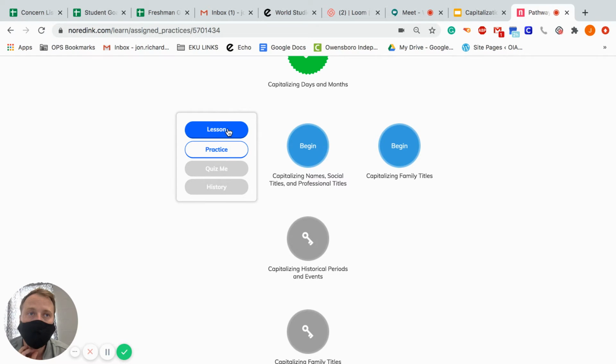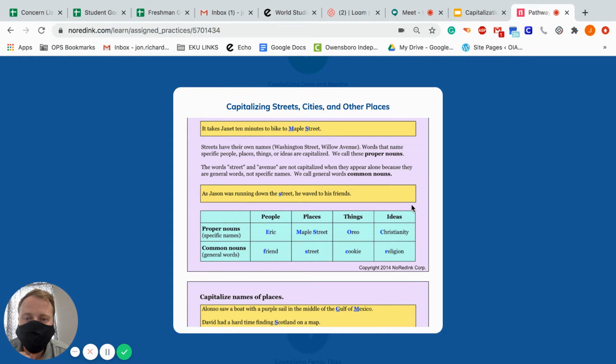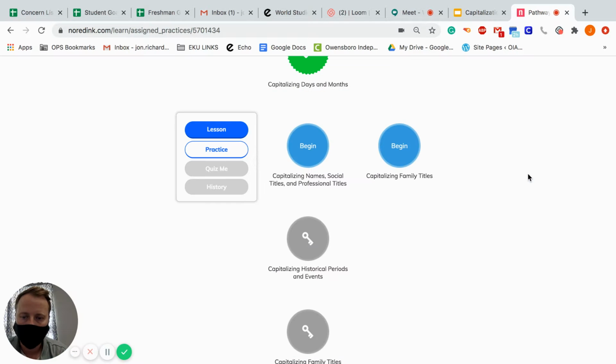That is a name of a street. So someone asked, is Main Street a name of a street? Yes, Main Street. So on this one, it's very similar to months and days. If it's the name of somebody, it's a proper noun, we capitalize it, okay? If it is not, like if we just say street, it is a common noun. We do not capitalize it. But if we say like Maple Street or Main Street or Jefferson Street or something like that, that is a proper noun, so we capitalize that, okay?